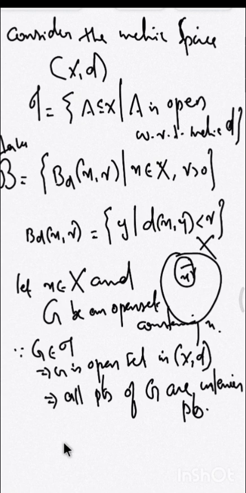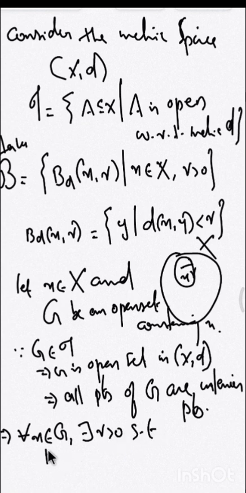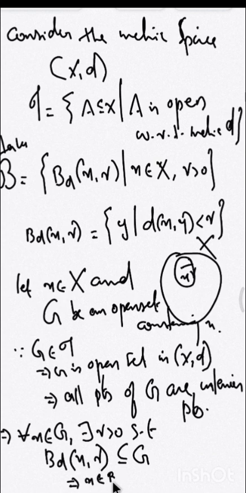What is the meaning of interior point? A point is said to be an interior point of a set in a metric space if there exists at least one neighborhood of that point which is fully contained in G itself. This implies that for every small x in G, there exists some radius r greater than 0 such that the open ball B_d(x, r) is completely contained in G. The neighborhood B_d(x, r) always contains the center point x, correct? So x belongs to B_d(x, r) and B_d(x, r) is contained in G.